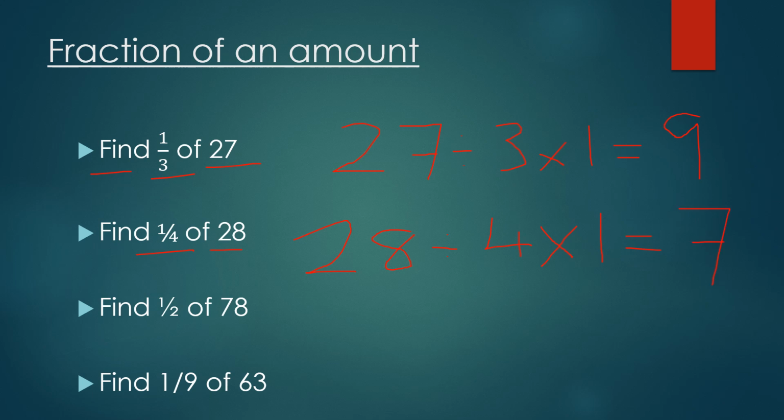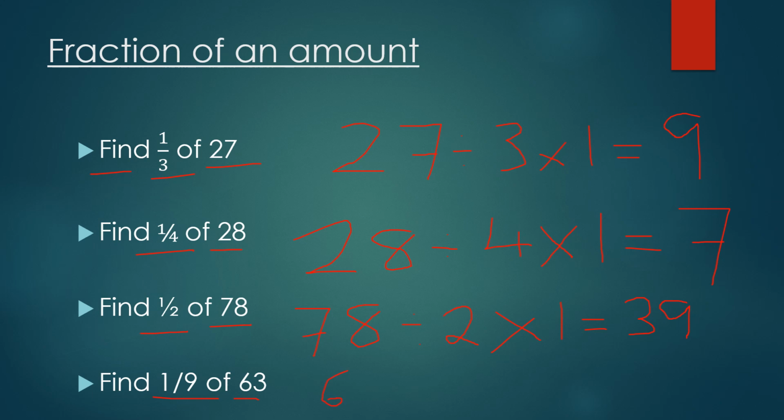Okay, next one, find a half of 78. We do 78 divided by 2, so a half of it. Again, if you're unsure, use the bus stop method. Okay, that'll be 39. 39 times 1 will be 39. So again, we divide by the bottom and then times by the top. Find 1/9 of 63. Okay, so at this stage, maybe pause it, have a go, and then press play.